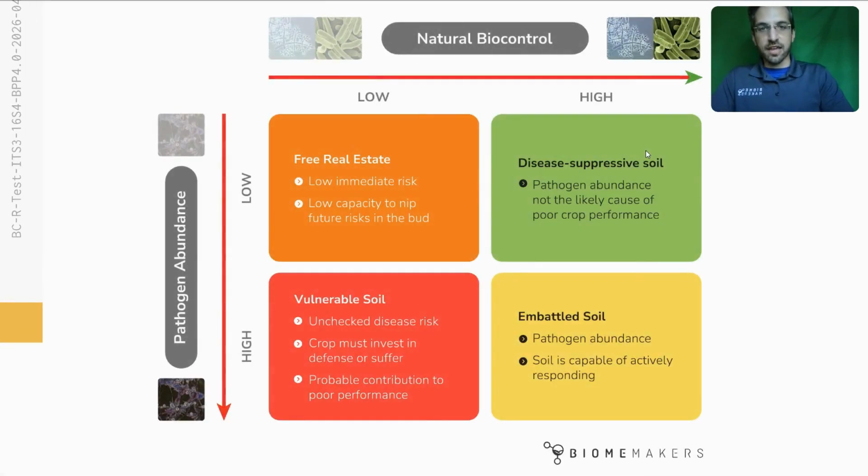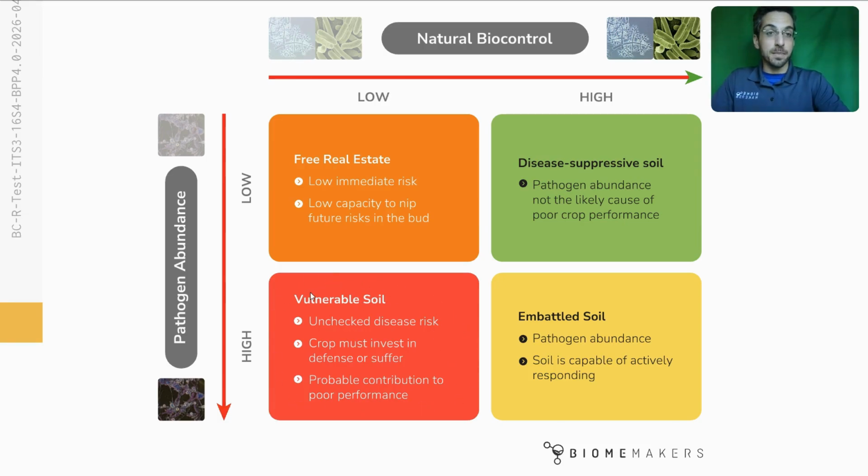So how do we put this together? You can look at your report and you can think, okay, I have X level of pressure from pathogen X. We saw a very high risk on this report for charcoal rot. So we got high abundance for charcoal rot. And we saw we had low abundance here of natural fungal pathogen suppressors, beneficial police force microbes. This would therefore, when it comes to charcoal rot, be a vulnerable soil.